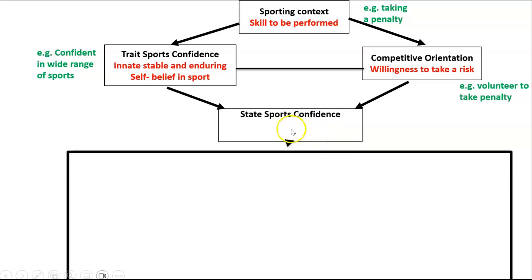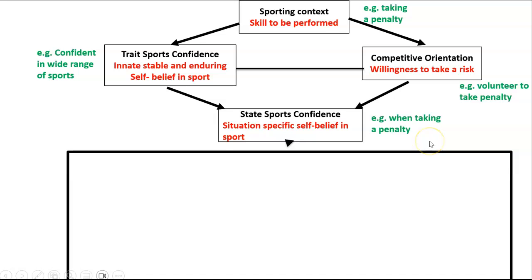Now we need to define our fourth term, which is state sports confidence. Hopefully from the previous slide you'll remember that state sports confidence refers to situation-specific self-belief in sport. So that's our definition. For example, how confident you are when taking a penalty.